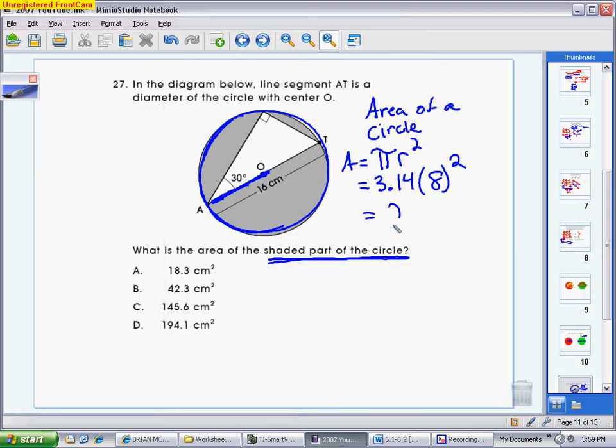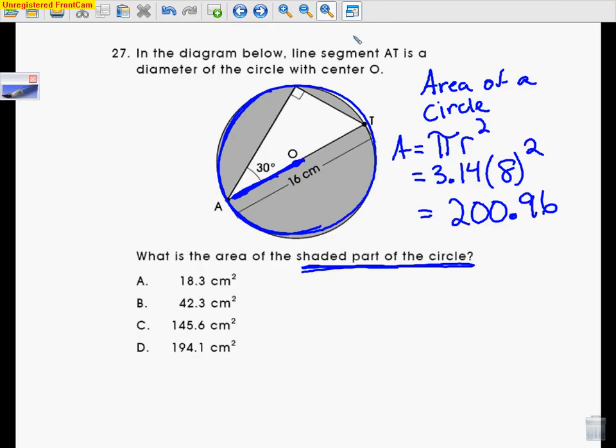Okay, so the area of the whole thing is 200.96. Alright, that's the whole circle, including the shaded and the unshaded region. Now, we just want the shaded part of the circle. Now, we see that the shaded part is the majority of the circle. So we could probably eliminate a few of these, like this, because the shaded part is the majority of the circle, so it's got to be most of the circle. We can also eliminate that one because that's not most of the circle. And then you could probably even eliminate D because that's too much of the circle, okay?